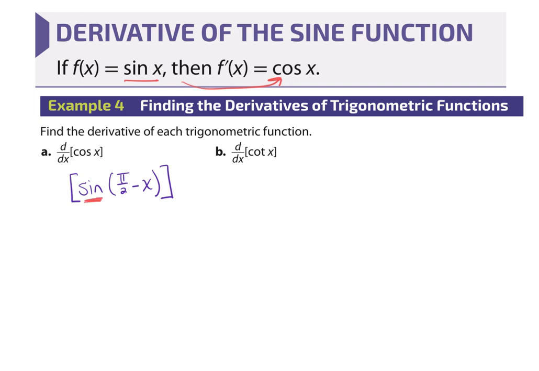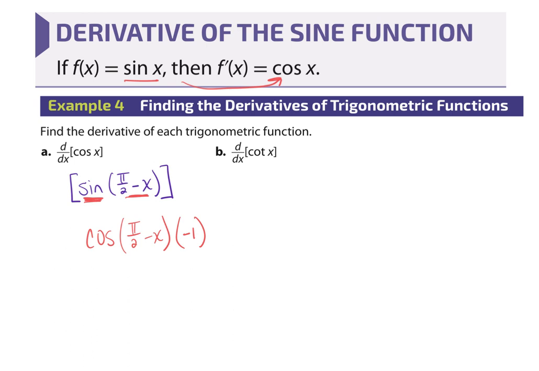So if I'm taking the derivative of my outside function, that's going to be cosine of pi over 2 minus x, right? So far, so good. That's my outside. And then the inside derivative is this. Now, remember, pi over 2 is just a constant. It looks like a variable, but it's not. So that piece zeroes out. And the derivative of that negative x is just negative 1, right? Negative 1. So far, so good.